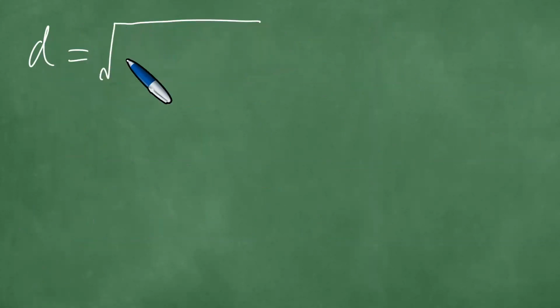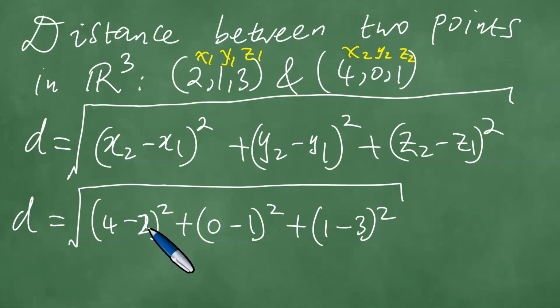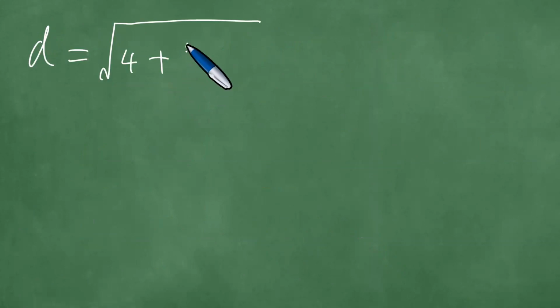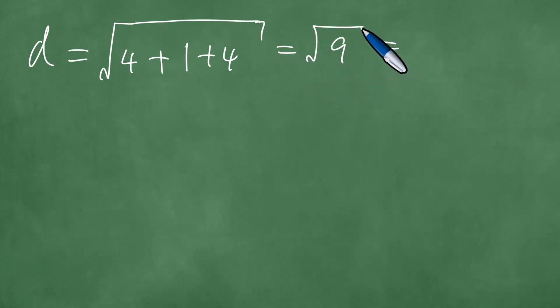So the distance is exactly 4, because 4 minus 2 is what? Is exactly 2 squared, which is 4, plus 1. And this 1 minus 3 is exactly minus 2. You square it, it's a 4. So it's 1 plus 4, 9, which is 3 units.